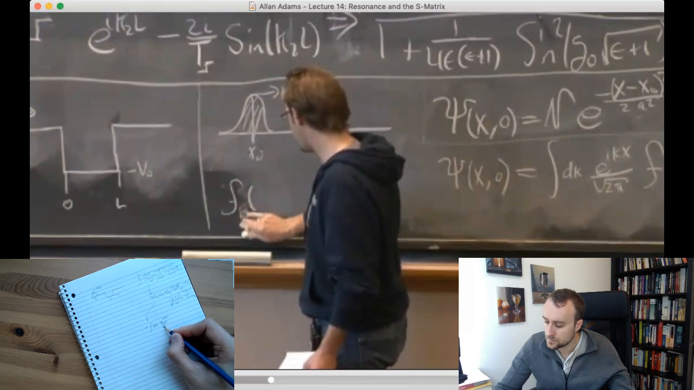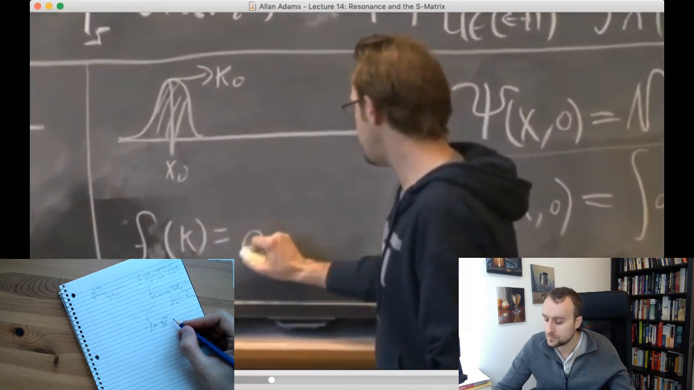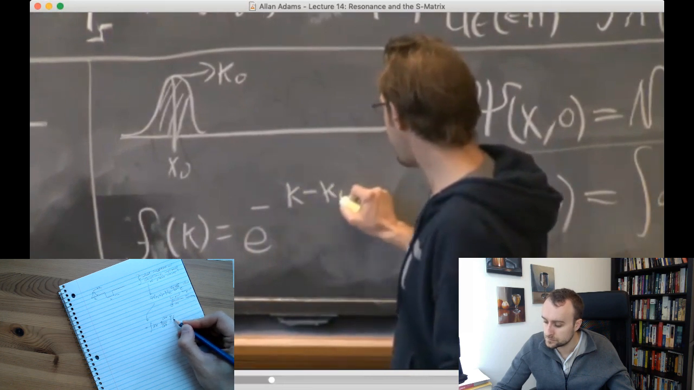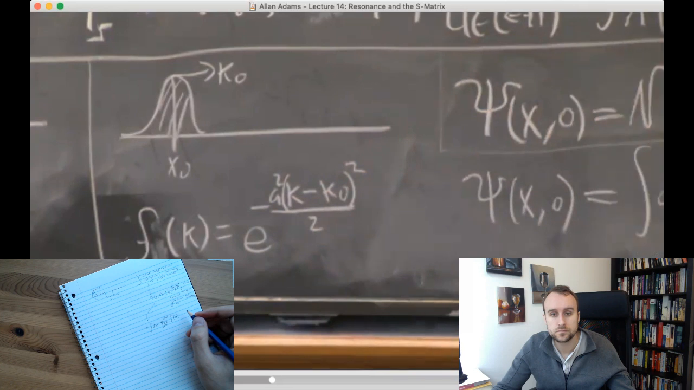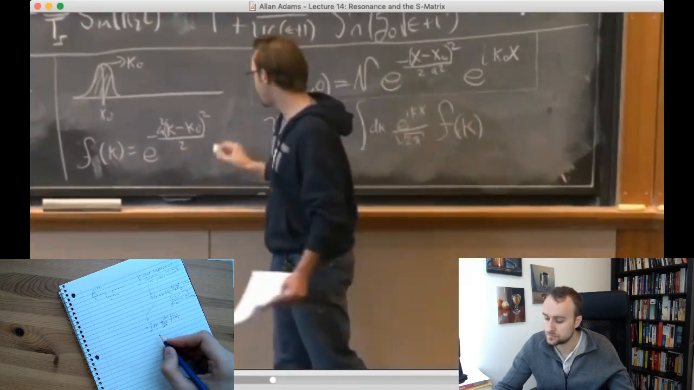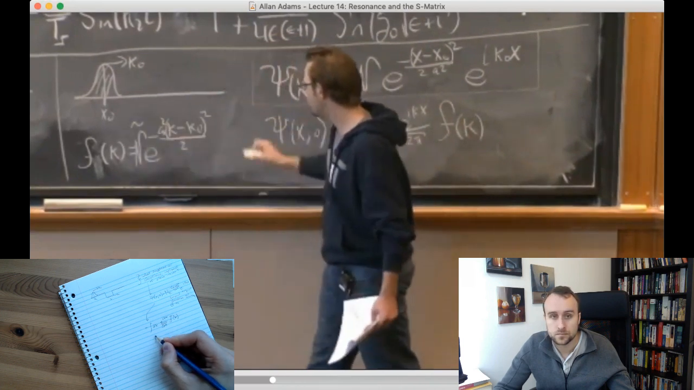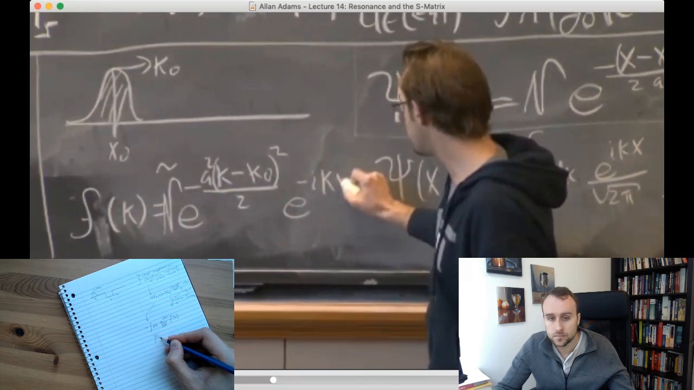f of k is a Gaussian, e to the minus (k minus k naught) squared over 2 times a squared, because it had momentum k naught, so it's centered around k naught. And the position of the initial wave packet is encoded in the Fourier transform. I'm going to put normalization here, which I'm not going to worry about, with an overall phase e to the minus i k x naught.